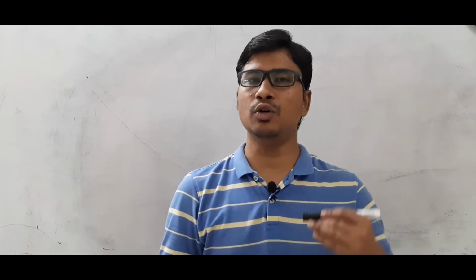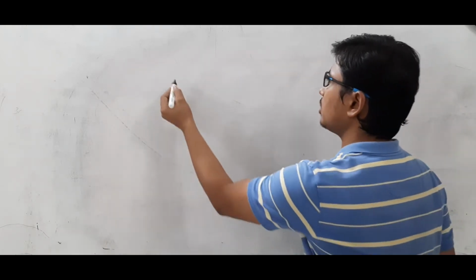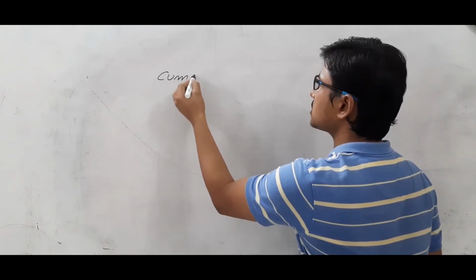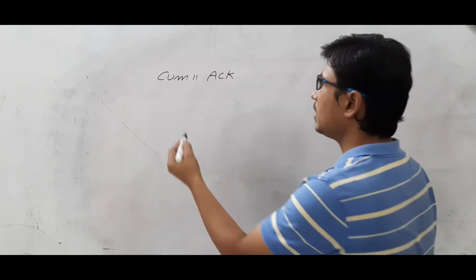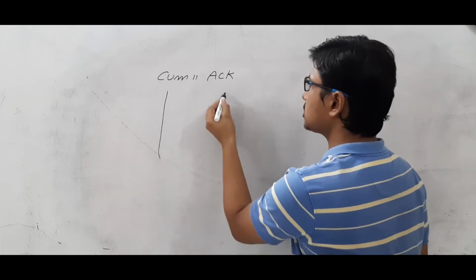In this video, I want to discuss the cumulative acknowledgement and independent acknowledgement strategies. Then we will discuss Go-Back-N and what strategy it uses. Okay, so let me discuss the cumulative acknowledgement first. Then we will discuss the independent acknowledgement strategy. Okay, now what is the cumulative acknowledgement?